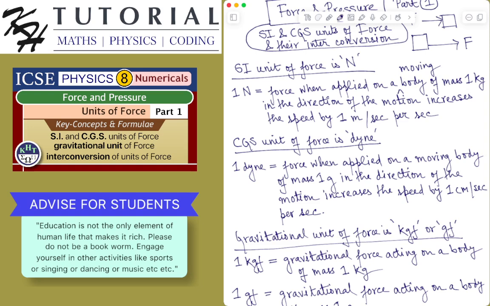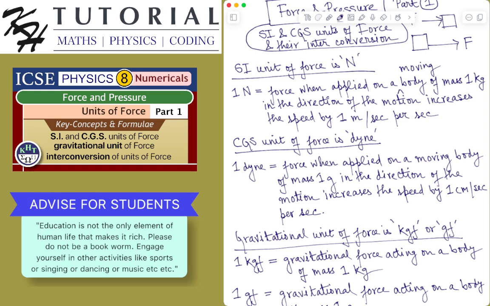The concept is same. In the SI unit, the body was having mass of 1 kilogram. In the CGS unit, the body is having mass of 1 gram, and in the SI unit, the speed was increasing by 1 meter per second, and in CGS, the speed was increasing by 1 centimeter per second. So Newton, that is capital N, is a unit of force in SI unit, and dyne is the unit of force in CGS.